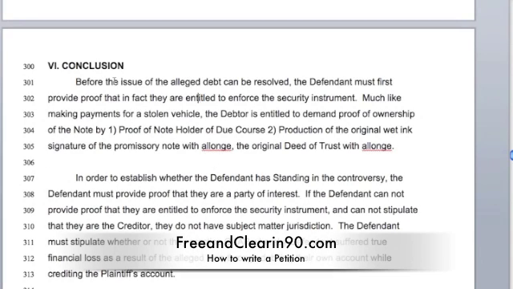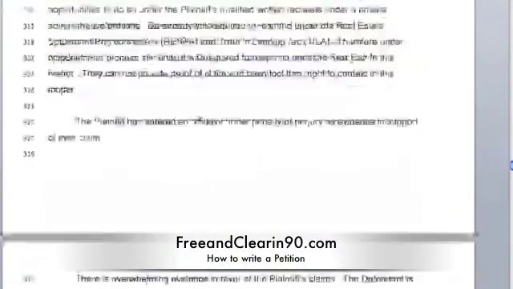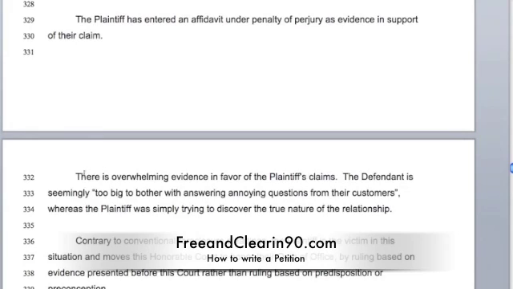All right, so now the conclusion, basically, we're summarizing the facts of the matter and why there's overwhelming evidence. So there's overwhelming evidence in favor of the plaintiff, and the defendant is seemingly too big to bother answering annoying little questions from their customers, whereas the plaintiff was simply trying to discover the true nature of the relationship. So we're the victim here.